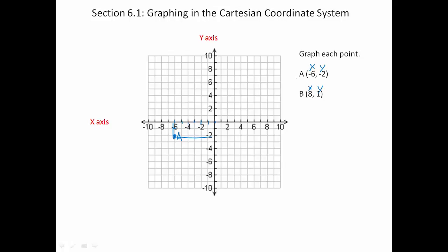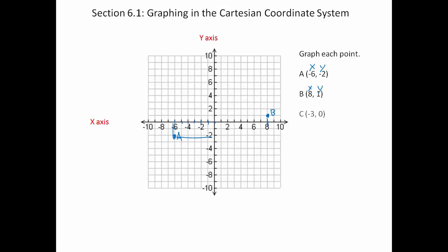Alright, do you think you know where that should be? Well, 8 is an x value, so I'm going to go 8 in the x direction, which is right here. I don't want to draw my point yet, though. That's just the x value. I still have to go 1 in the y direction. Since it's positive, I'm going to go up and not down 1. And that is where my point B would be.